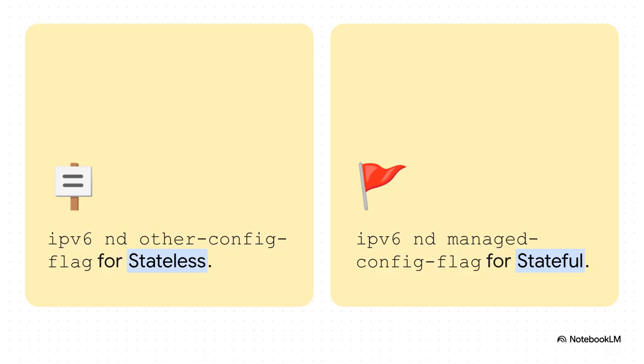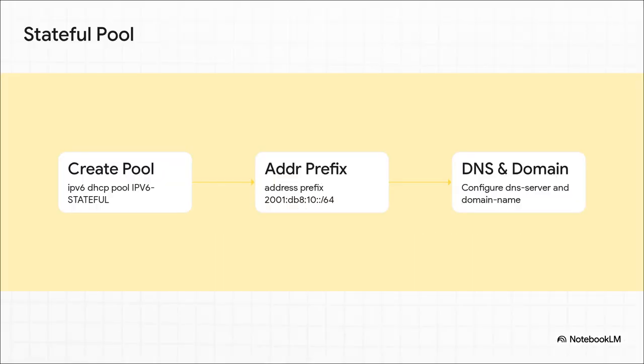Both of these flags are broadcast out to clients inside the router's ICMPv6 router advertisement messages, so they dictate exactly how the client behaves the second it joins your network. Let's build a stateful pool so you can see this in action.